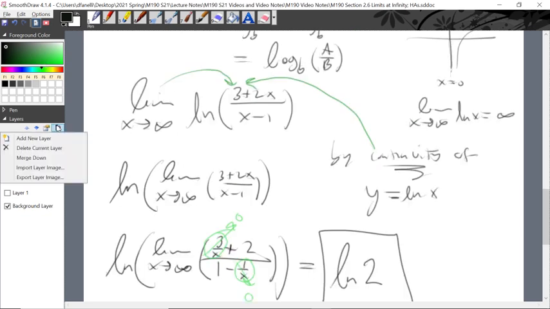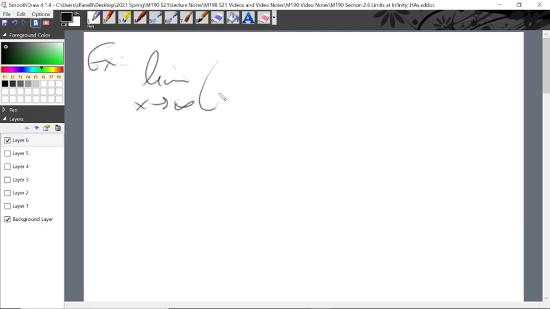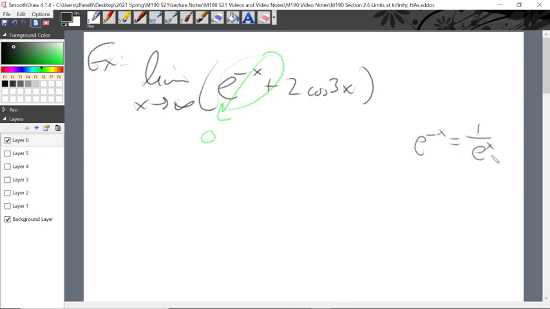Now let's take a look at a couple other interesting examples. Limits at infinity. Limit as x goes to infinity of, let's say, e to the negative x plus 2 times the cosine of 3x. The limit of the first term, e to the negative x, as x goes to infinity is going to 0. Recall that e to the negative x is the same as 1 over e to the x. So if e to the x gets really, really large, this ratio gets really, really small. And that's what's happening here.